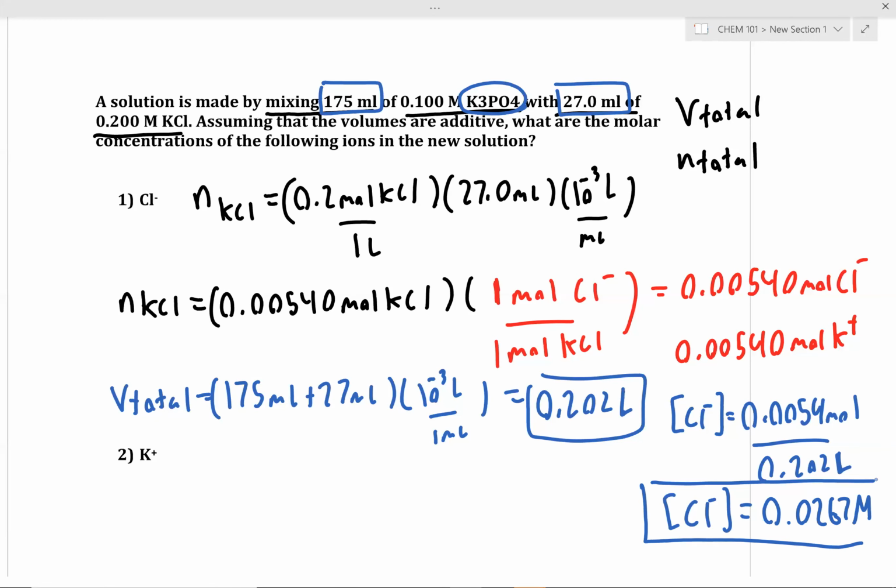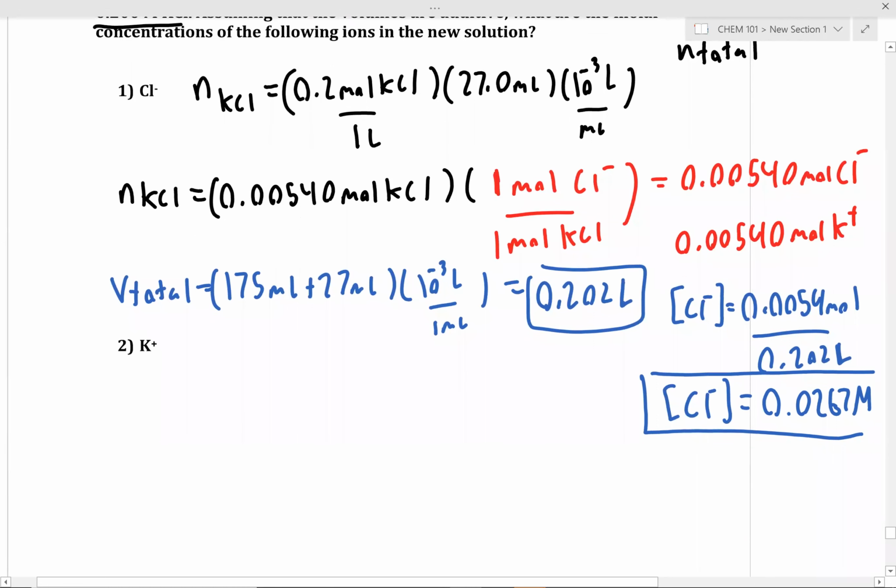Now, I have started you off with an ion table. You're going to need to use these moles of ions from potassium chloride, and then you're also going to need to calculate the moles of ion in potassium phosphate. So try to figure out the concentration of potassium at the end, and to do that, you're going to need the total moles of potassium in all solutions. So take a shot at that, and we'll come together to discuss.